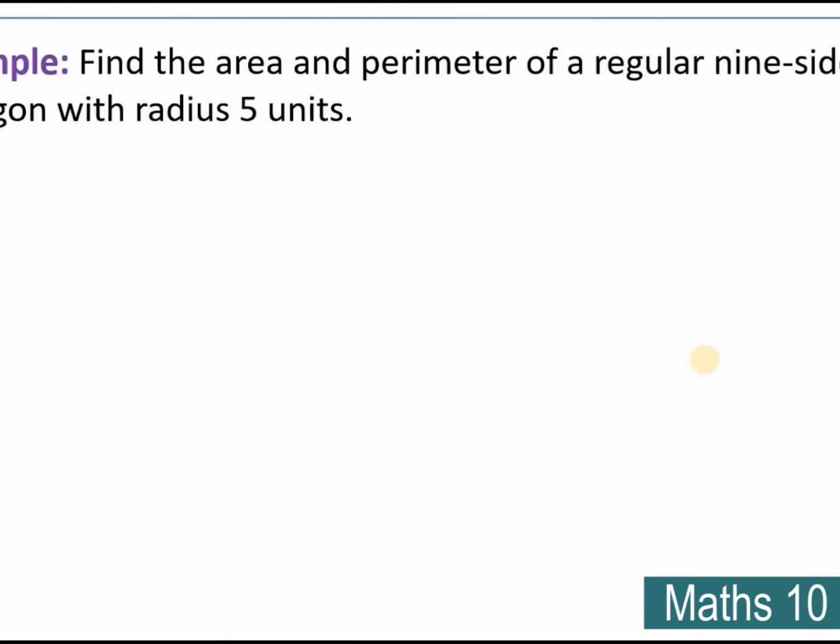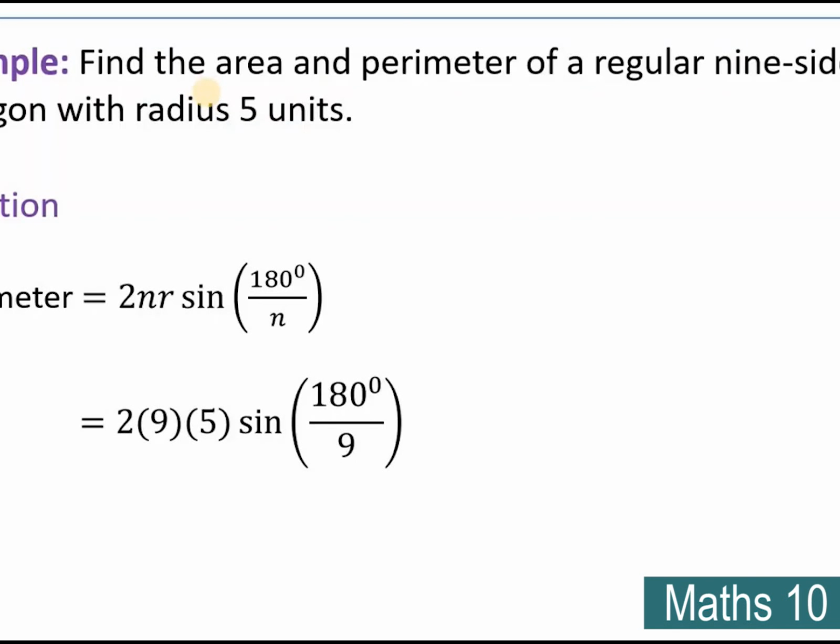Example: find the area and perimeter of a regular 9-sided polygon with radius of 5 units. To do this, we can use the perimeter and area formulas that we've just worked out. The perimeter is 2nr sine 180 over n. In this case, n is 9 because the polygon has 9 sides, and r is 5 because the radius is 5. So the perimeter is 2 times 9 times 5 times sine of 180 over 9, which is 90 times sine 20, which is 30.78 units.